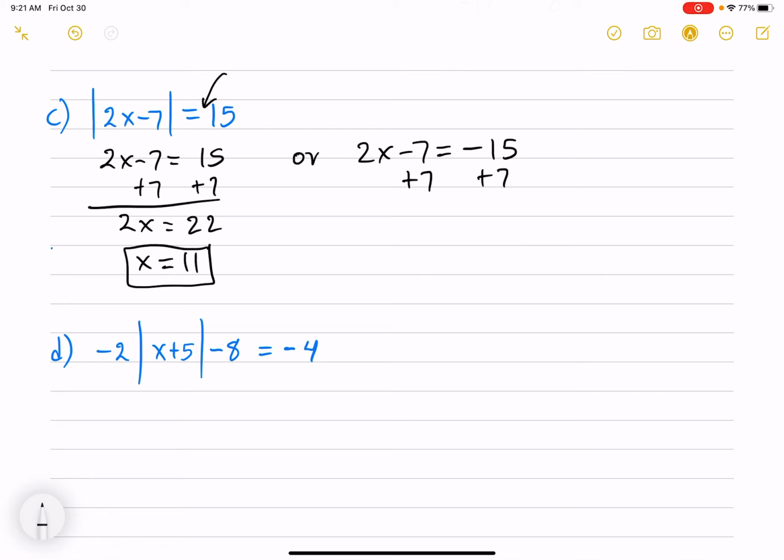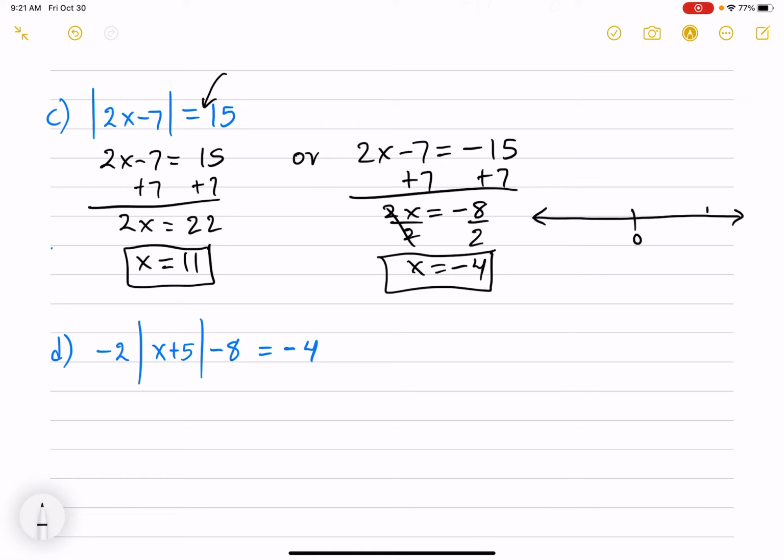Adding 7 to both sides is going to give us negative 8. Dividing both sides by 2 is going to give us the other answer, which is negative 4. Again, if you needed to plot or to graph these solutions, we say 0 is here, 11 is here somewhere, that's one of the solutions, and negative 4 is here, that's another solution.